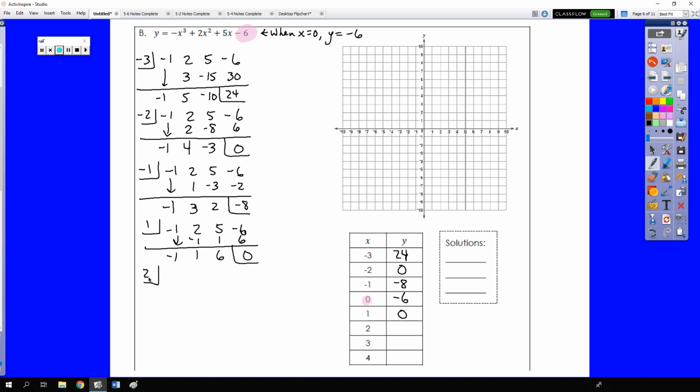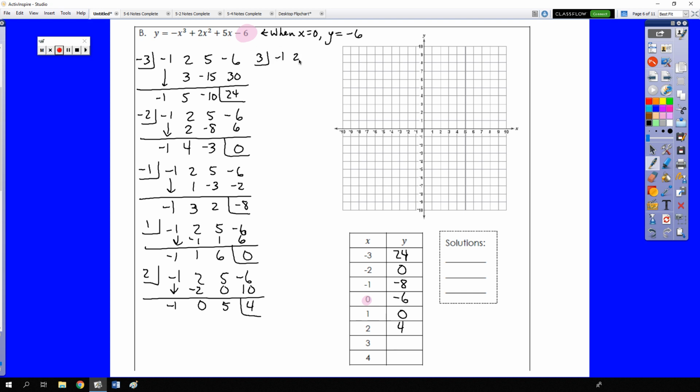2 goes in the box. Your numbers go there. I'll be a little bit more careful to not screw it up this time. Negative 1 comes down. Multiply would be negative 2. Add down would be 0. Multiply would still be 0. Add down would be 5. Multiply would be 10. Add down would be 4. So 2, 4. I'm going to move up here and put 3 in the box.